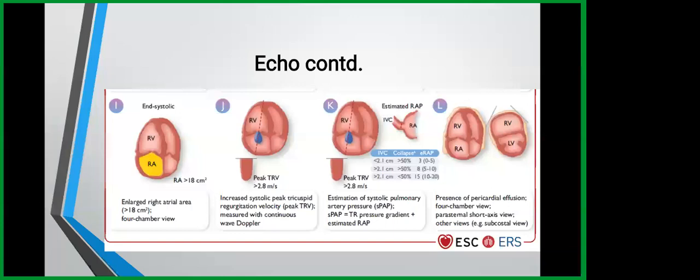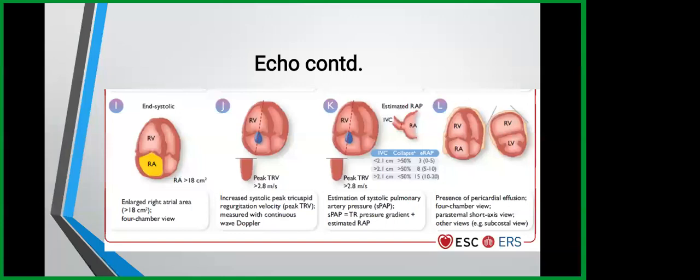You can also, with echo, estimate the right atrial pressure using the IVC collapsibility. If the IVC diameter is less than 2.1 centimeters and it collapses more than 50%, the right atrial pressure is estimated to be 3 millimeters of mercury.